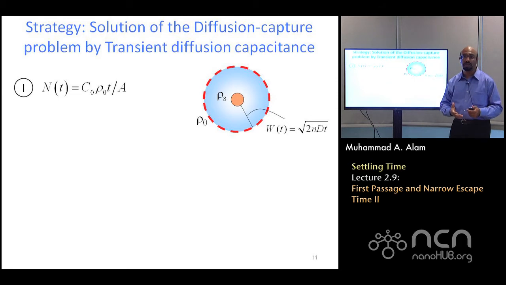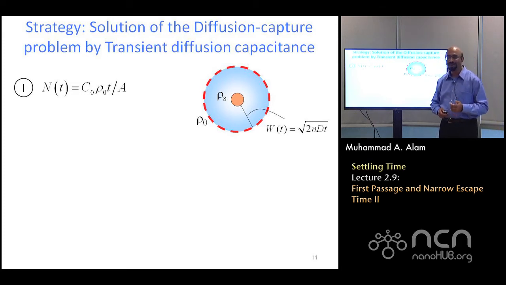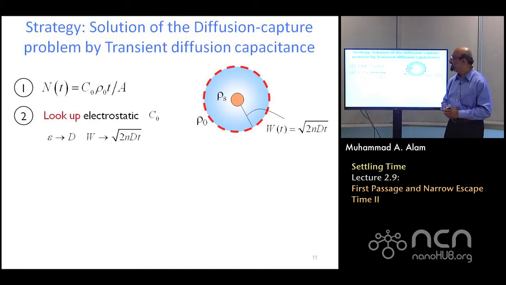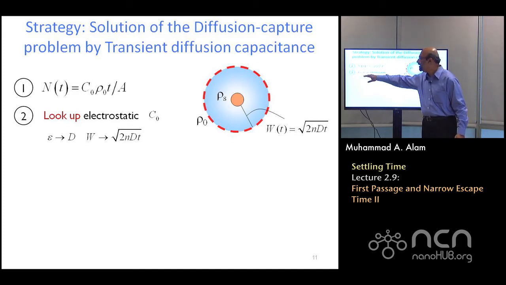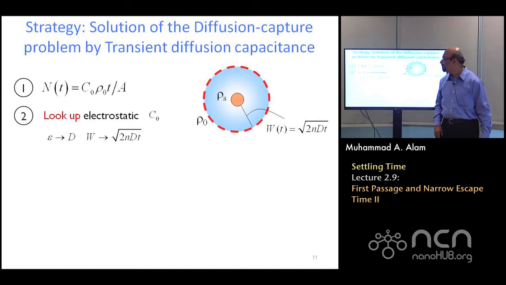Rho naught is the analyte density to begin with, and C is the diffusion capacitance, and that is the essential element, because you don't really have to calculate C naught. You can be lazy. At least I can just look up from an electrostatic analog what the value of C naught is. So for any sensor I have, I can quickly construct an electrostatic equivalent and simply look up from a handbook what the corresponding value for C naught is.